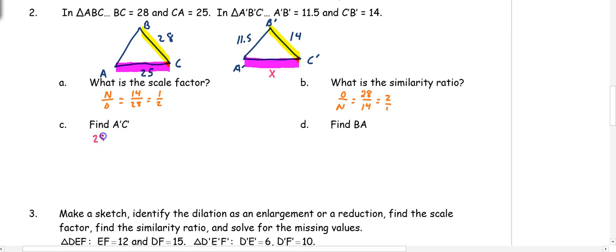And we're going to do 28 over 14, because I do the first triangle over the second triangle always, equals 25 over x. So when we cross multiply, we get 28x equals 350. We can divide by 28 on both sides, and we get that x is 12.5.